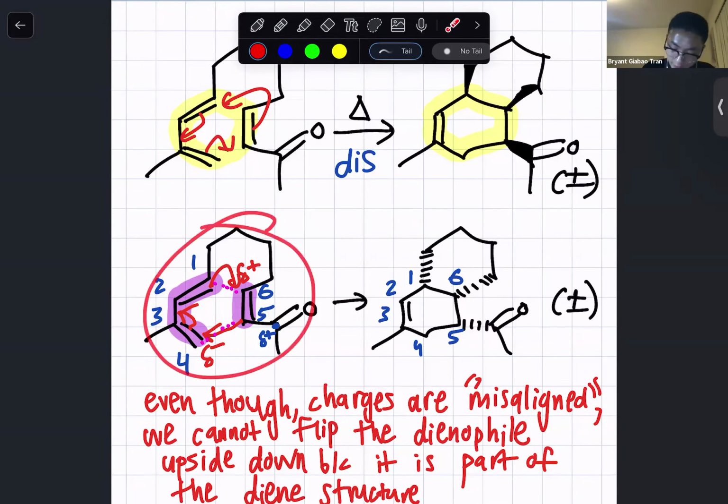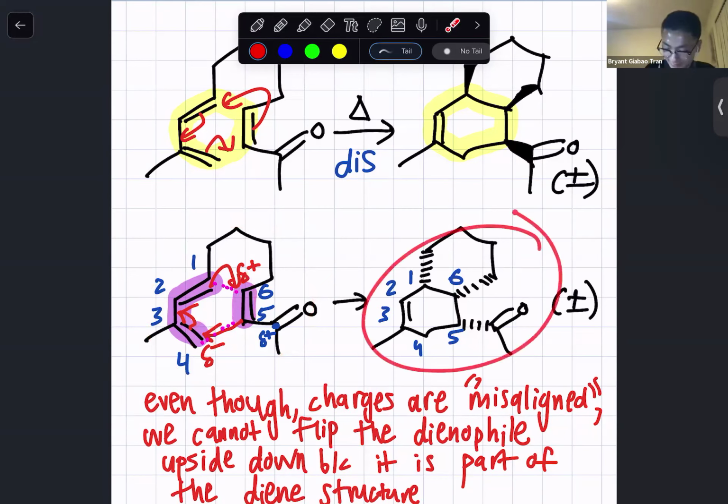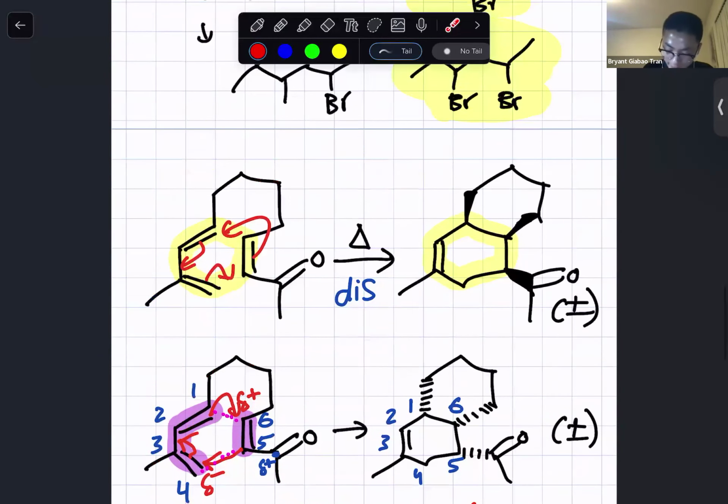So this is just a weird example of Diels-Alder here. Even though the charges do not align, we can't flip it. So we're just forced to get to this product here. Another way you can think about it is like this electrocyclic ring closing here.